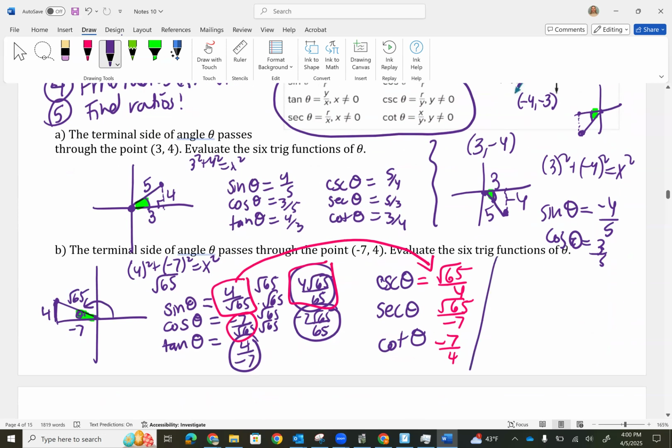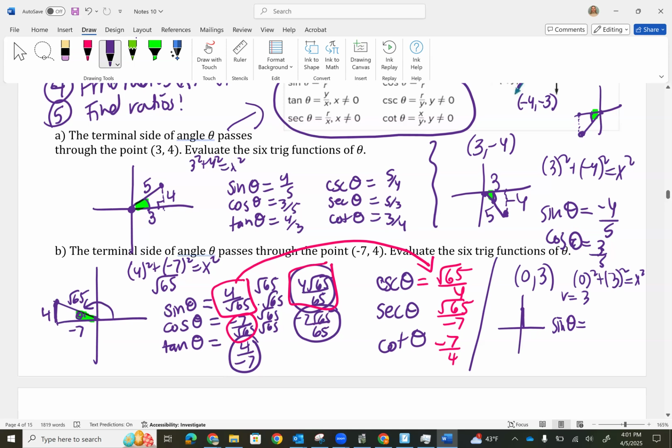The last one is, if I give you a janky one, like what if I give you 0, 3? You're like, that's not even a triangle. No, it is not a triangle. And that's when you look at these formulas here. To find the radius, you would do 0 squared plus 3 squared equals r squared. So that would be 3, okay? And to find sine, cosine, and tangent, sine of theta is equal to y over r. So it'd be 3 over r, which is 3 over 3, which is 1.